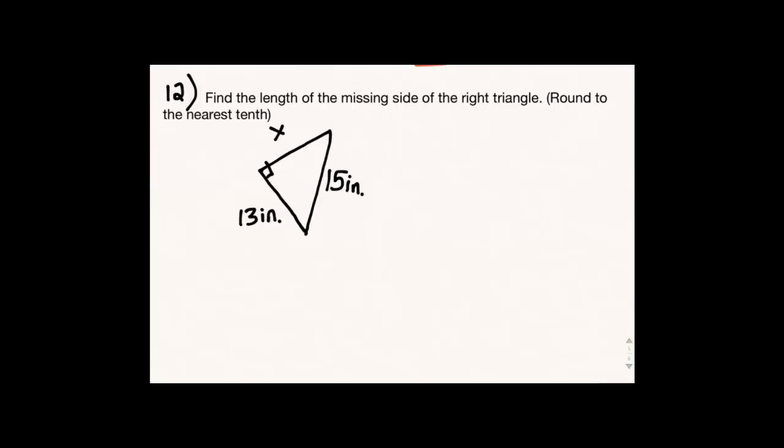Okay, number 12. Find the missing length on the right triangle. And again, this is Pythagorean theorem, so a squared plus b squared equals c squared. The only difference this time is, again, remember across from my right angle is my c. So this time we have to put 15 in for c. We're going to put x in for a and 13 in for b.